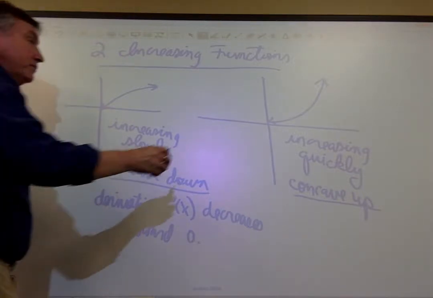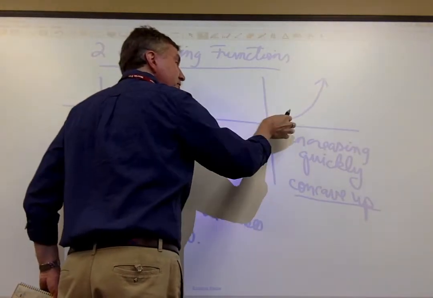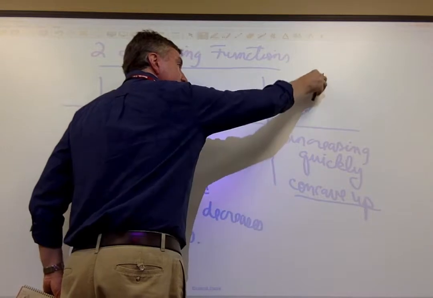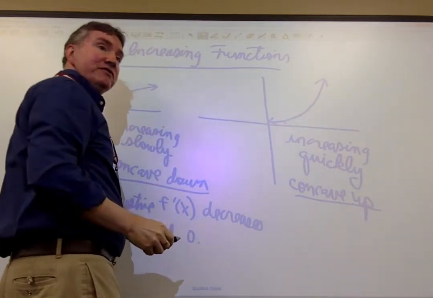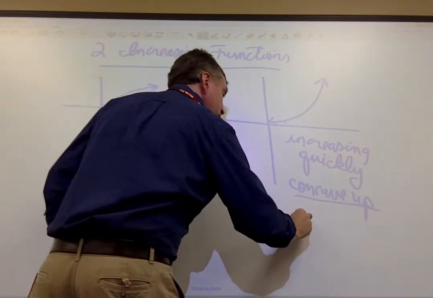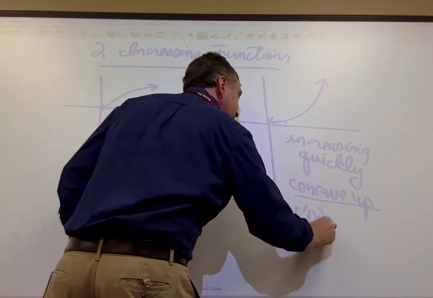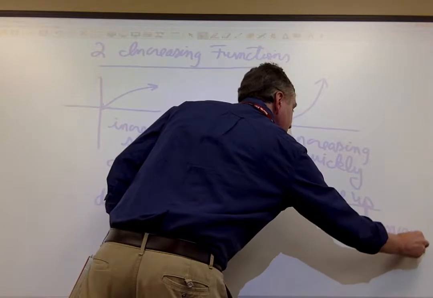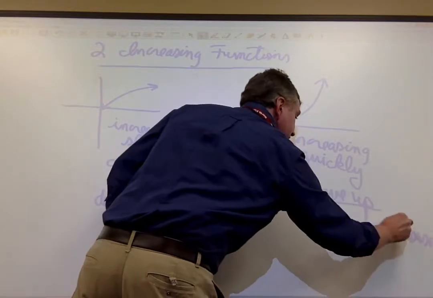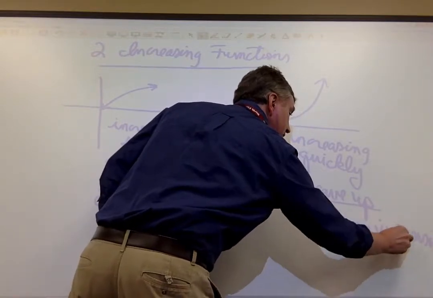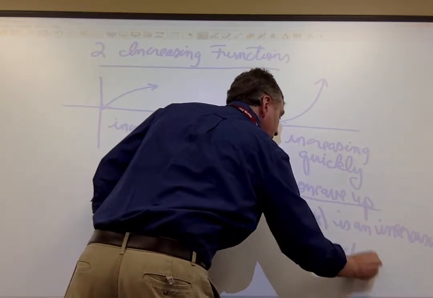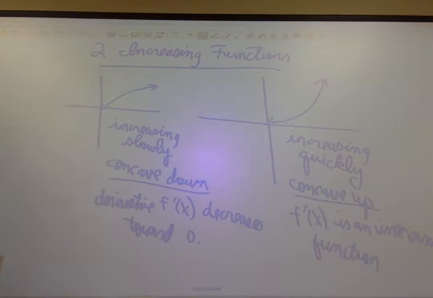What about this one? If I took different points on this one and found the derivative, slope of the tangent, slope of the tangent, slope of the tangent, that's increasing, isn't it? We would say the derivative f prime of x is an increasing function. Increasing function for that one.